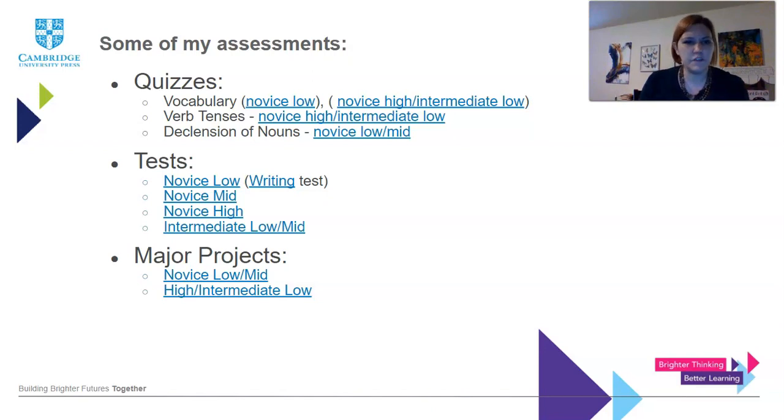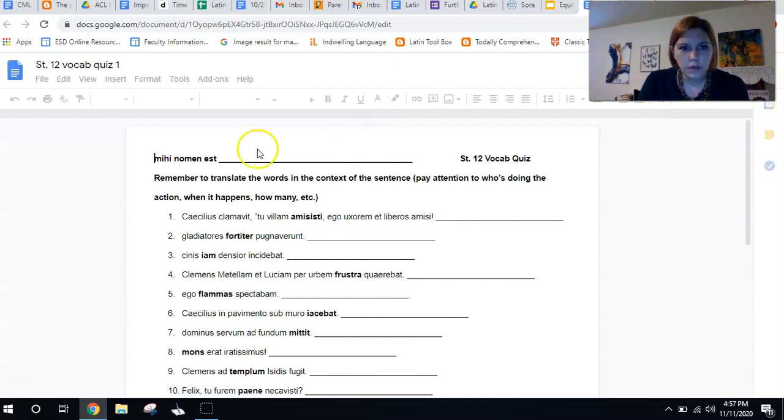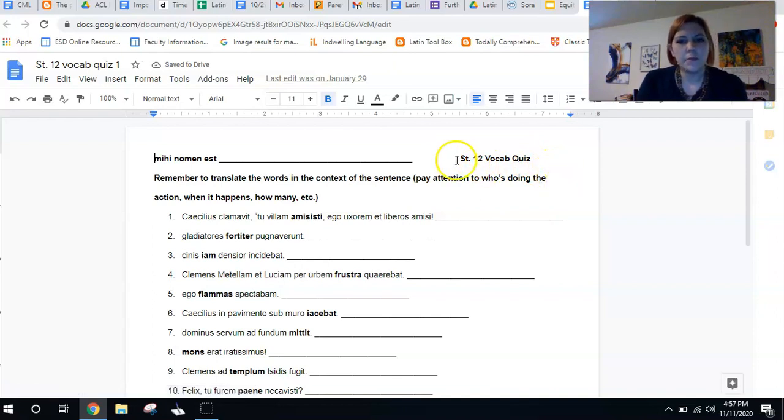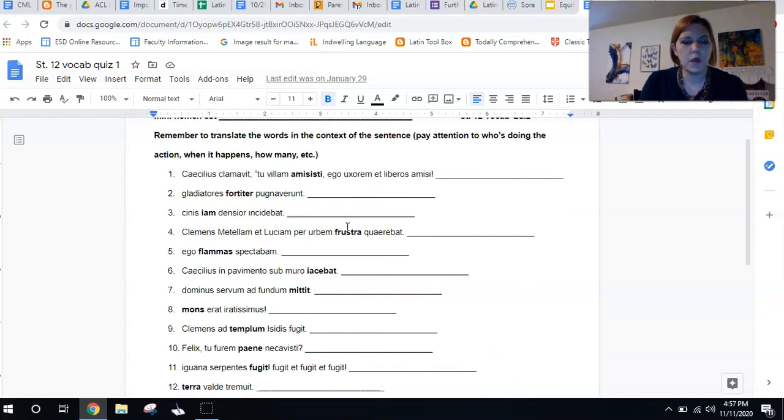Here are some examples of my assessments. I'm going to show you just one of each. So this is an example of a vocab quiz. This is stage 12 in Cambridge. Kids who get to stage 12 are about in novice high, maybe intermediate low, right in there. So what I do for this stage of their learning is I'll give them a sentence, and then I put one of the words in bold, and they need to write out what that word means in the context of the sentence.